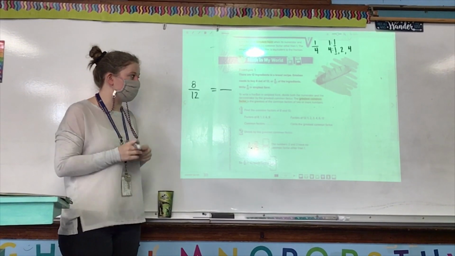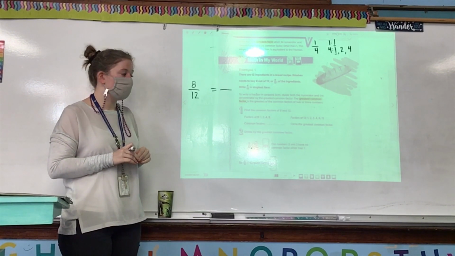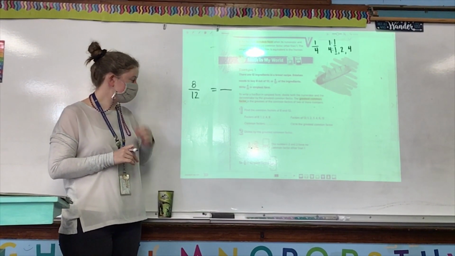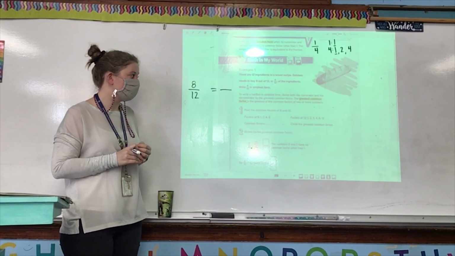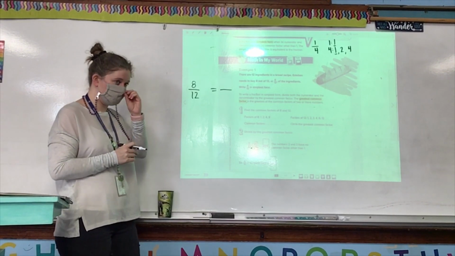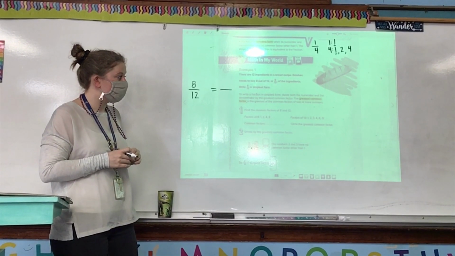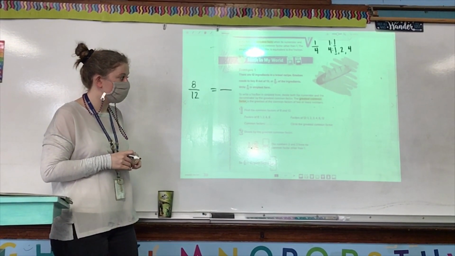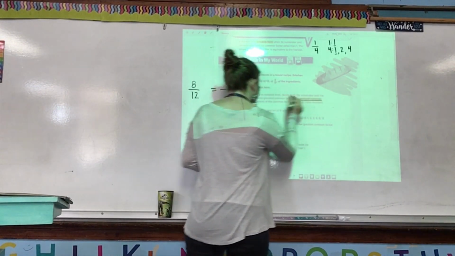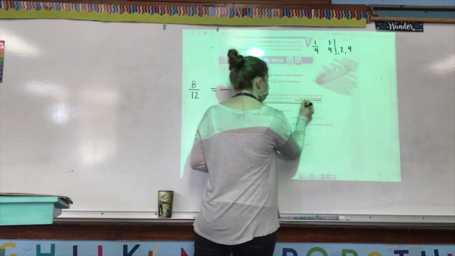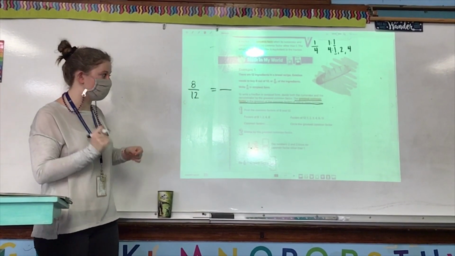So in order to do that, please read these sentences under example 1. Michaela, loud and slow. To write a fraction in simplest form, divide both the numerator and the denominator by the greatest common factor. The greatest common factor is the greatest, or largest, of the common factors of 2 or more numbers.